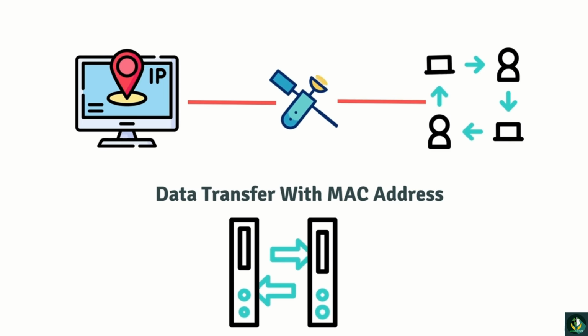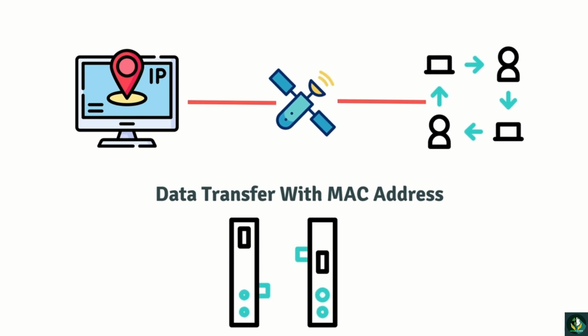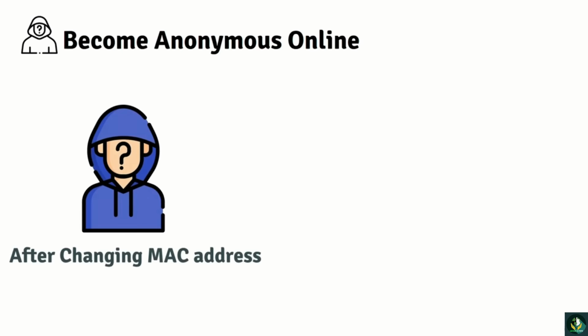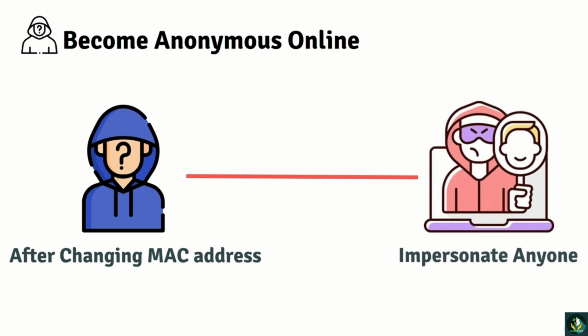As this is a physical and unique address for each device, and it is used to identify devices, changing this address will make you anonymous online. Also, the MAC address is often used by filters to allow or prevent devices to connect to websites and do specific tasks on the network. So being able to change your MAC address to another device's MAC address will allow you to impersonate this device and do things that you might not be able to do.